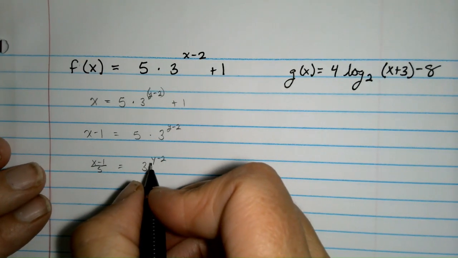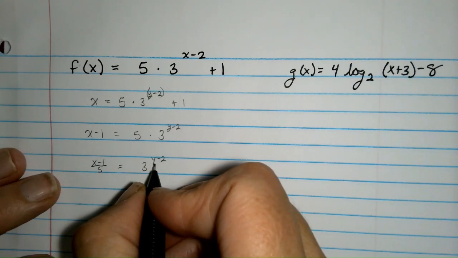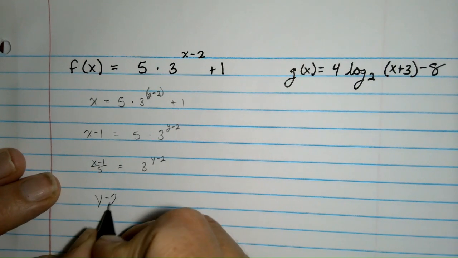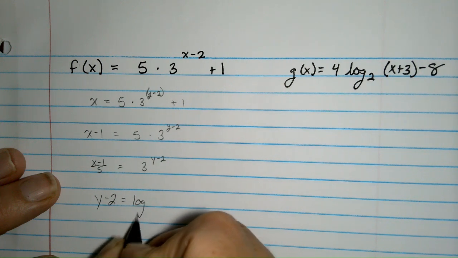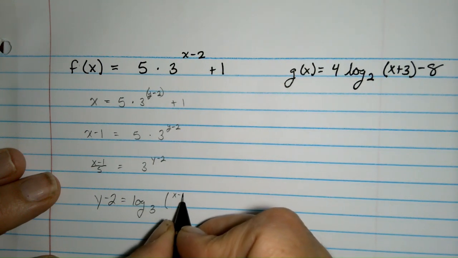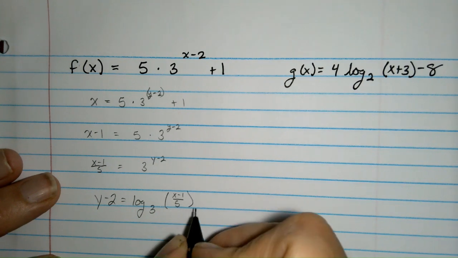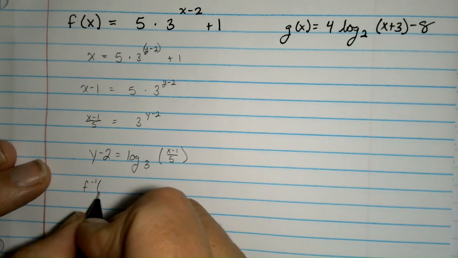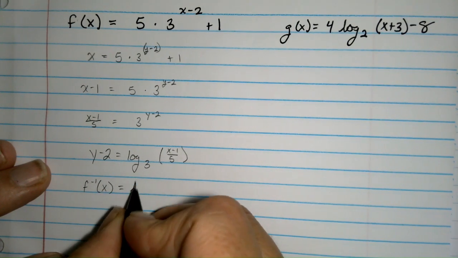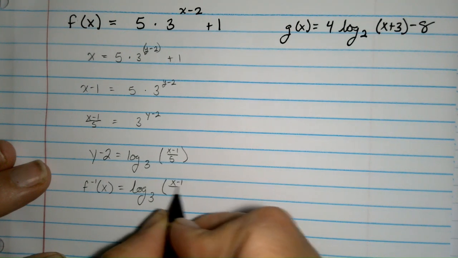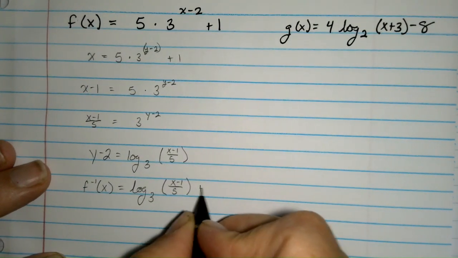Now my power has the variable that I want to get isolated, so I need to put it in log form so I can get this y minus 2 down. Base 3, and we have a fraction inside here, and that's okay. And then we'll add 2. So the inverse of f is log base 3 of this quantity plus 2.